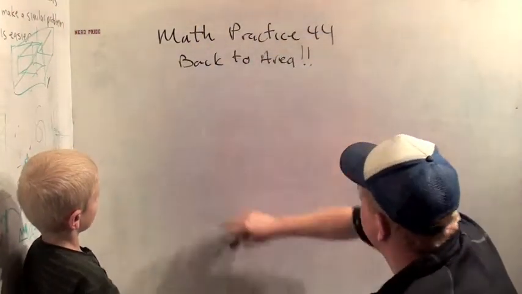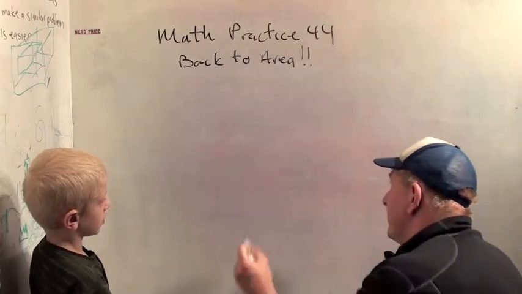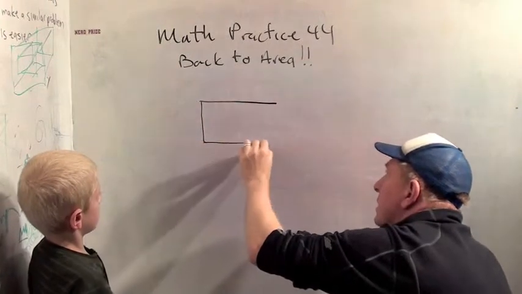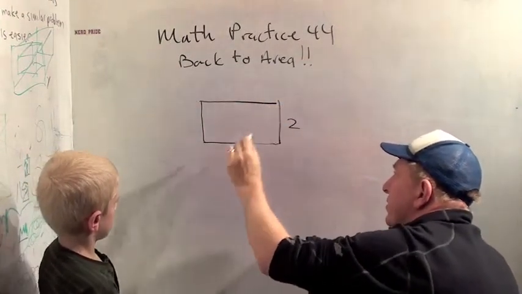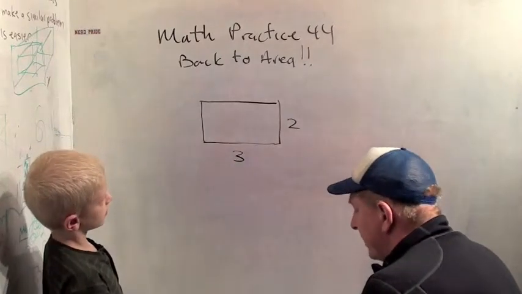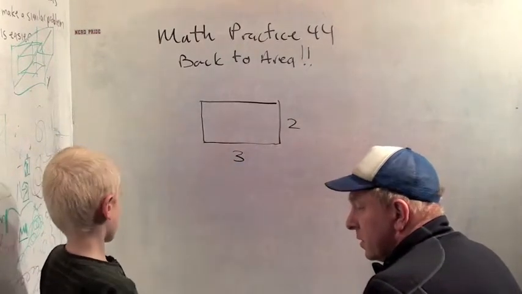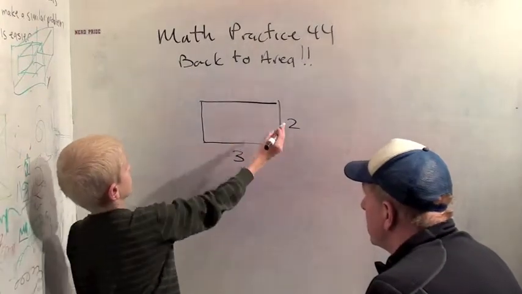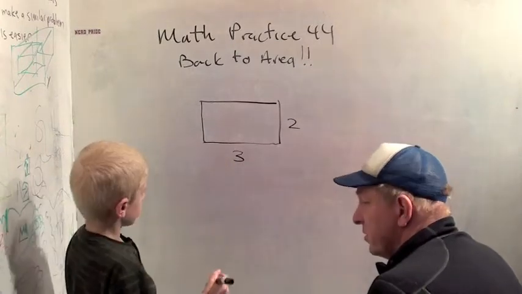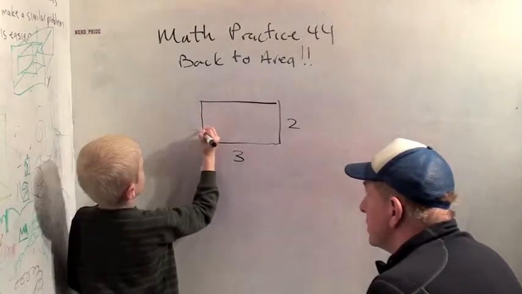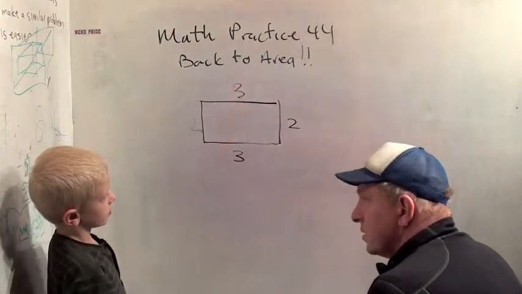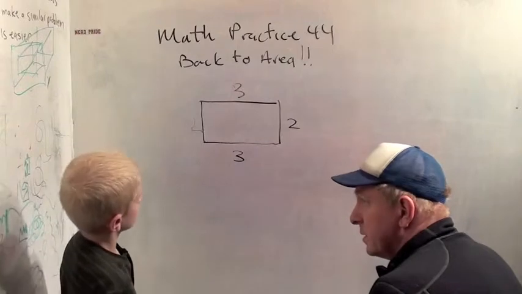So, when we're trying to find the area, the simplest thing to find the area of is a rectangle. Let's say we knew this rectangle was 2 high and 3 wide. What would we do to find the area of it? Well, since it's a rectangle, this side has got to be the same as that side. So this is going to be 2, and this is going to be 3.